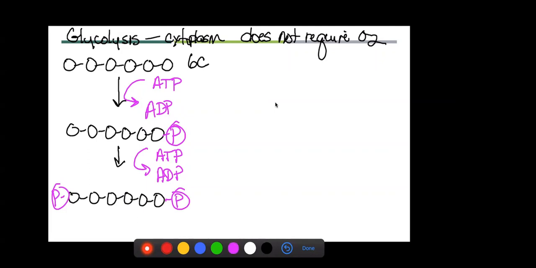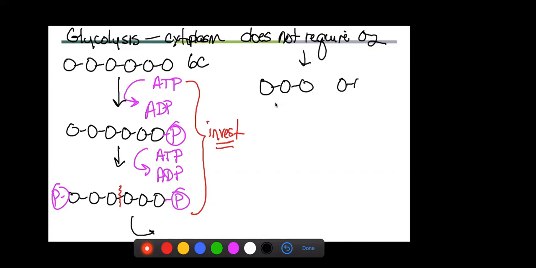So this is my investment phase. I had to invest, just like any kind of business. I had to invest into this process to actually get a payoff. Now, this investment phase puts two highly energized phosphate groups on each end and causes this molecule to be very stressed out in the middle. And with that stress, we're going to continue on over here and end up splitting our big poop into a little poo and an oop.